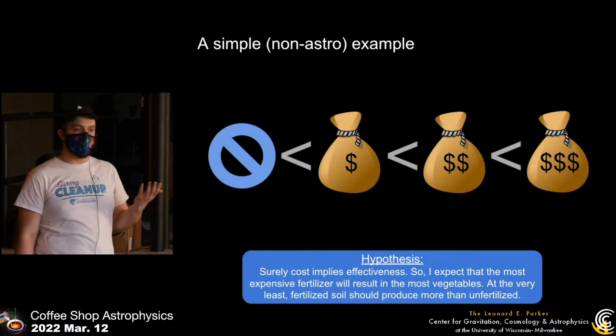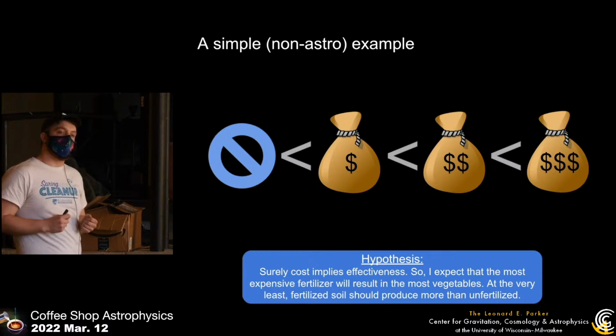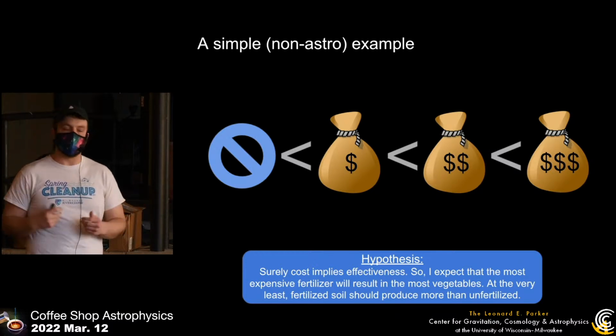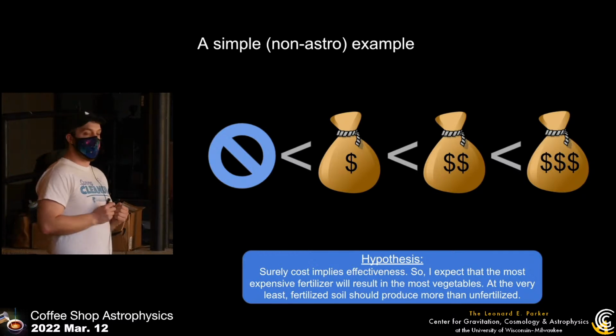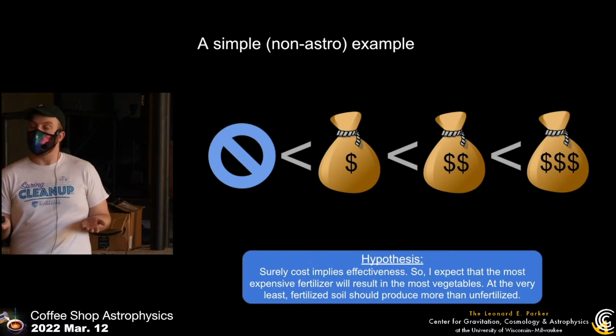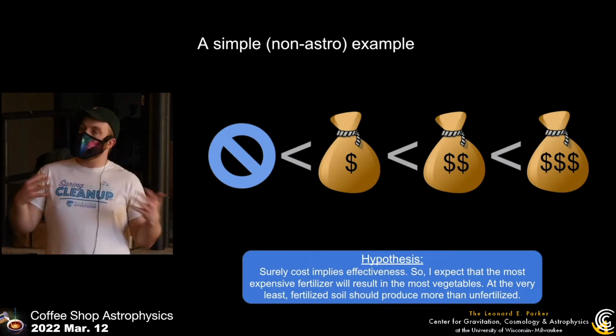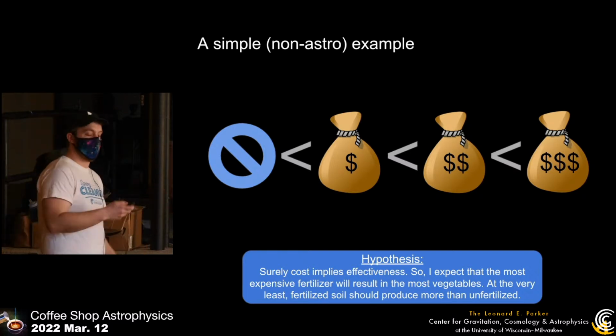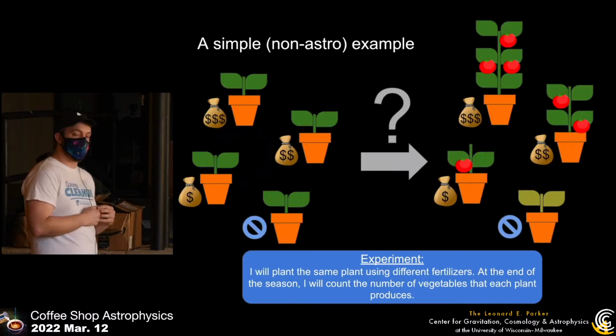So I'll make my hypothesis that the most expensive fertilizer will do the best, and as I go down in price, I will produce fewer and fewer vegetables. And at the very least, having no fertilizer should do the worst. So some sort of fertilization should help with growth of my plants. So now I have a hypothesis, I have a question, come up with an experiment.